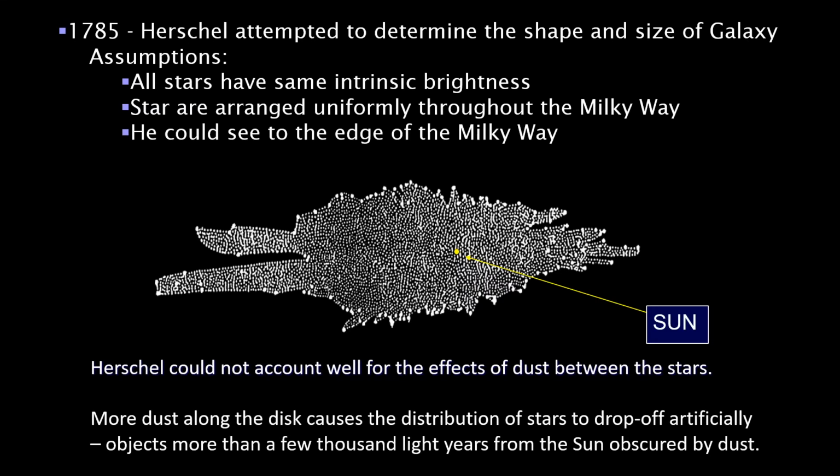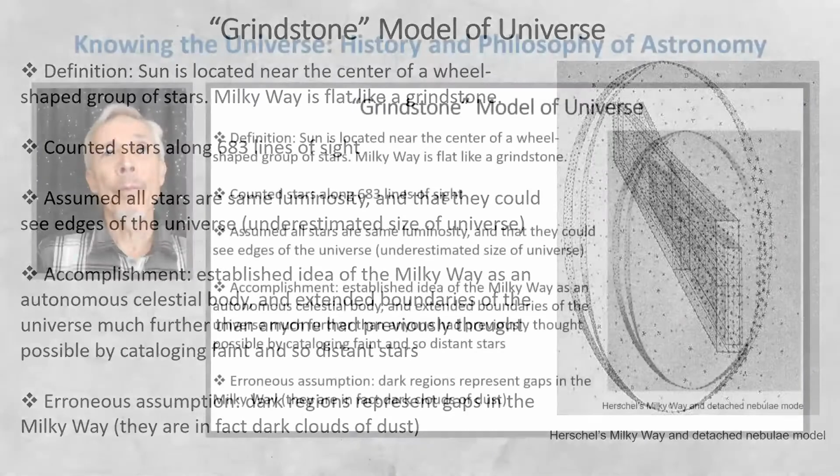He couldn't account well for an important effect that we now know to be important, the fact that there's dust between the stars. More dust along the disk causes the distribution of stars to appear to drop off artificially. And in fact, it turns out that objects more than a few thousand light years away are completely obscured by dust, and we can't see them at all.